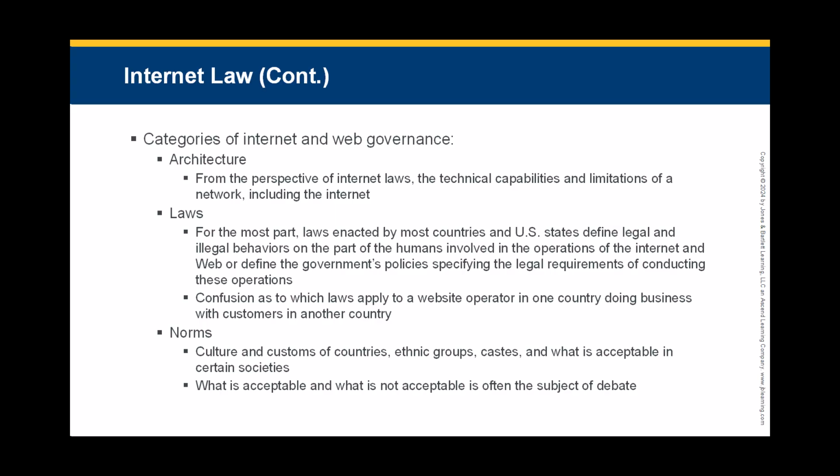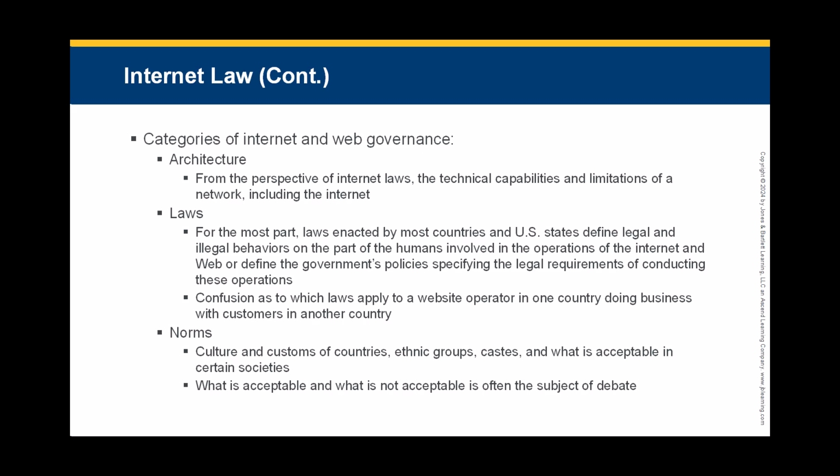The first is architecture, which refers to the technical structure of networks and systems. The way a web application is designed can either enable or restrict certain behaviors. For example, encryption architecture determines whether data can be intercepted or protected. The second category is laws, which define what behaviors are legal or illegal. These laws are typically written by governments and enforced by courts or regulatory agencies.